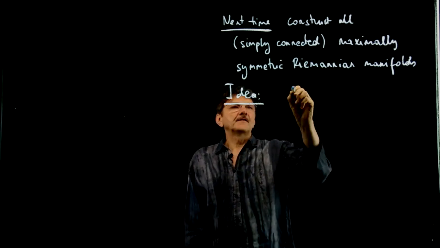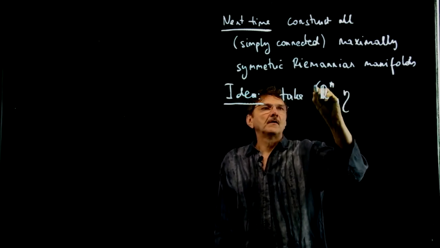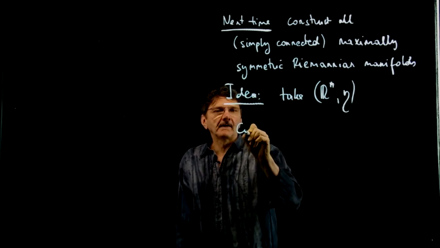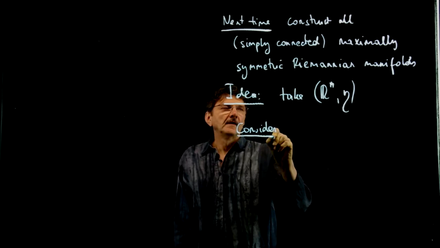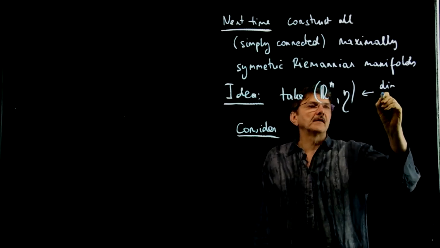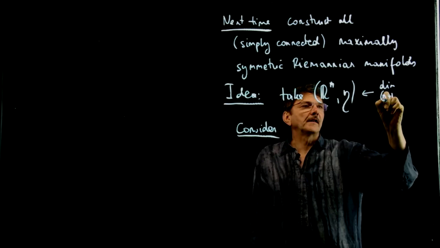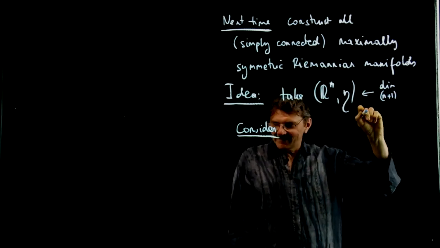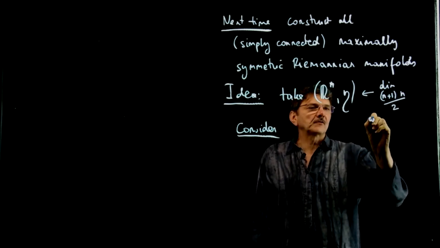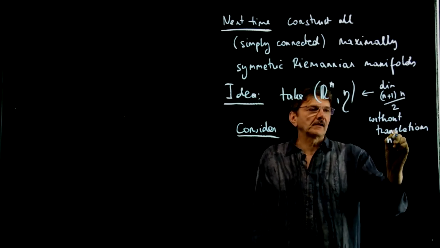You take a surface, so you take Rn with a quadratic form, which will have some signature. Then you consider... Now, the point here, we already know what is the group of isometries here. So the dimension of the group is n(n+1)/2, right? But if you just forget translations, you're going to get n(n-1)/2.